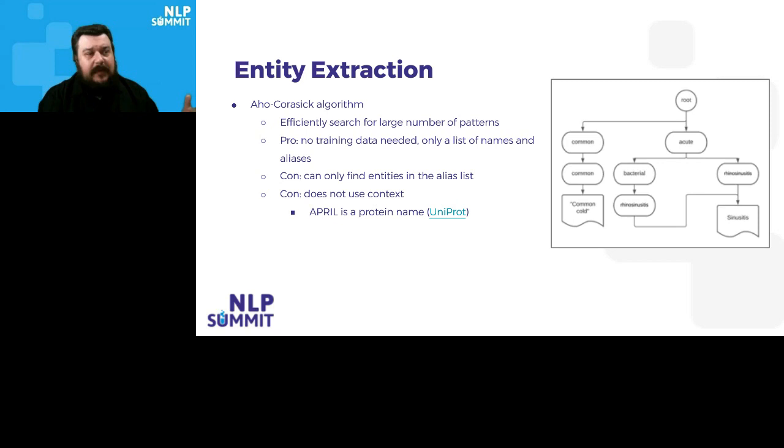The downsides to the dictionary-based approach is that you can only find the entities in your alias list, and it does not use context. So if you have a protein named April, as there is one, anytime someone mentions the month April, the Aho-Corasick algorithm obviously won't be able to tell the difference. It just has that token. And so it will say, oh, we found the April protein all over these documents, when you likely have not.